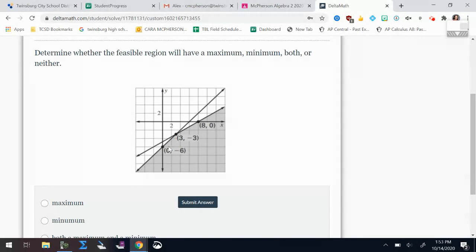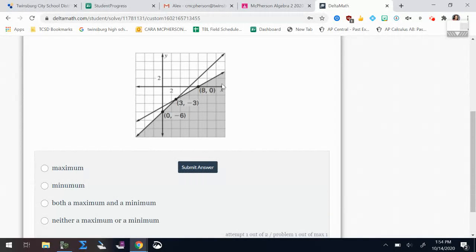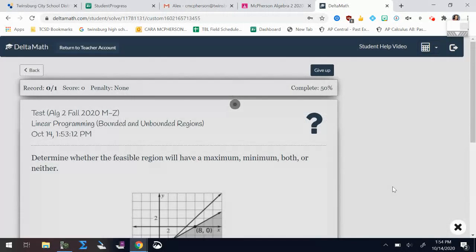And here's how you tell. If it's bounded above, so if you look at this shaded gray region and you notice the boundary is above it, then it's going to have a maximum. If it's bounded below, so let's say the flip side was shaded and it had a lower boundary, then it's going to have a minimum, but it will not have both. So for this one, since it's bounded above, it's going to have a maximum. And I'm going to submit my answer.